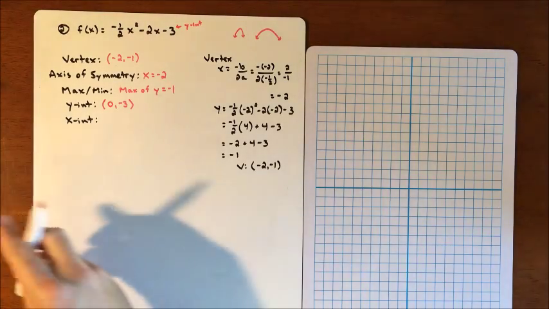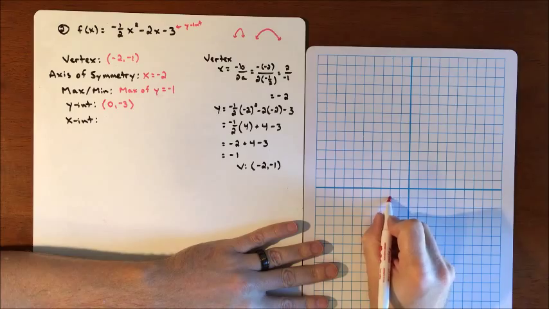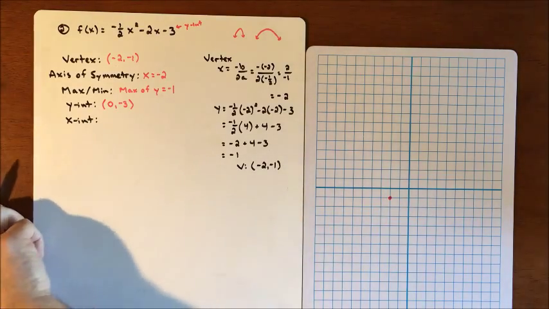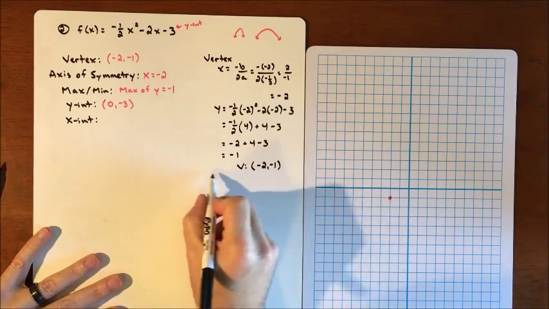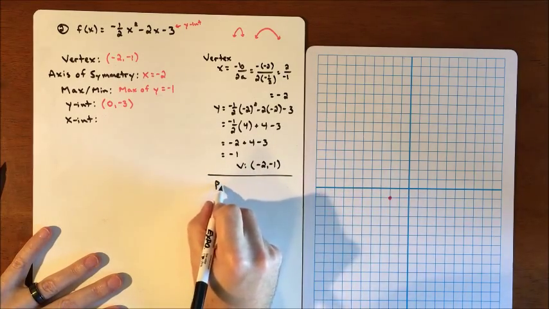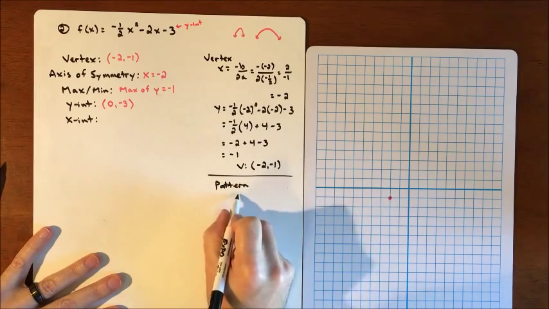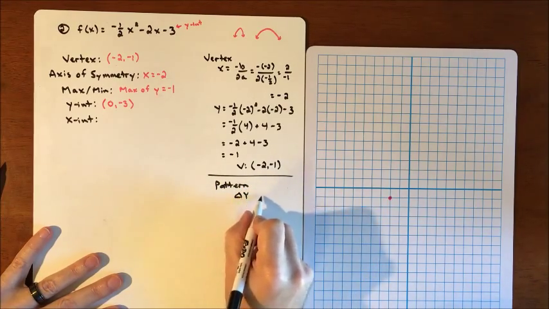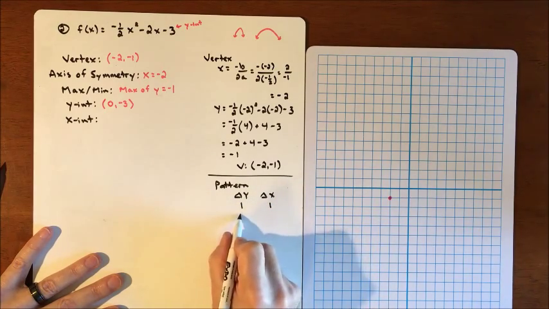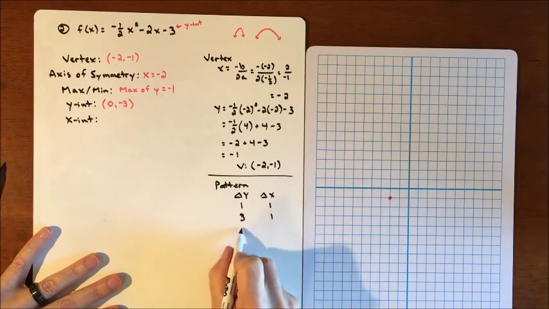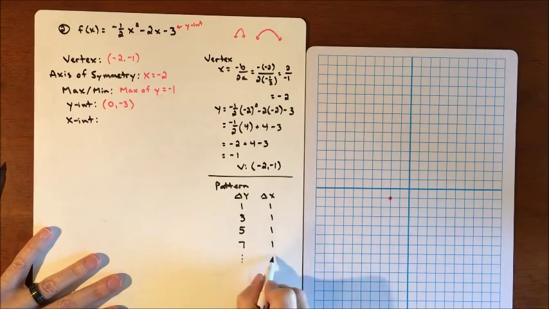So the next part of information that we need, well, we have our vertex, negative 2, negative 1. But we need to know where to go. We have where we start. We need to know where to go, which is our pattern. Our pattern is change in y, change in x. Originally it's up 1 over 1, up 3 over 1, up 5 over 1, up 7 over 1, and so on.